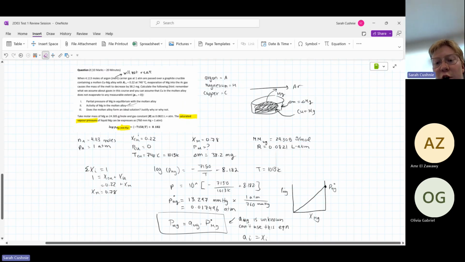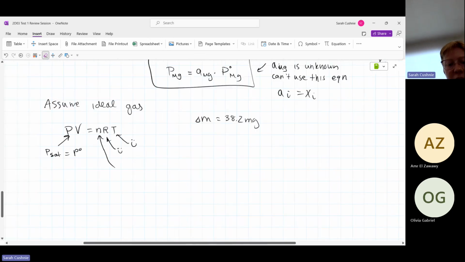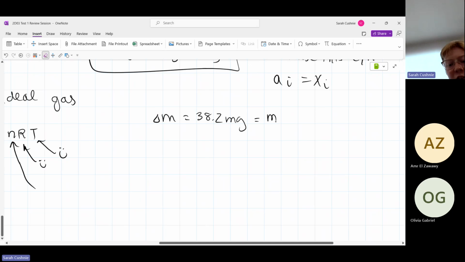So if we go back to our little drawing above, we had copper and magnesium, and then we lost some mass somewhere. But it told us that the copper doesn't leave the solution. The copper is nice and happy there. So now this change in mass is equal to the amount of magnesium that was lost. So it was equal to the amount of magnesium that went into the air. So we can say that delta mass is equal to the mass of magnesium in the air.